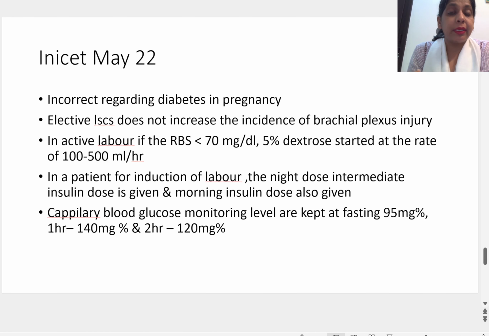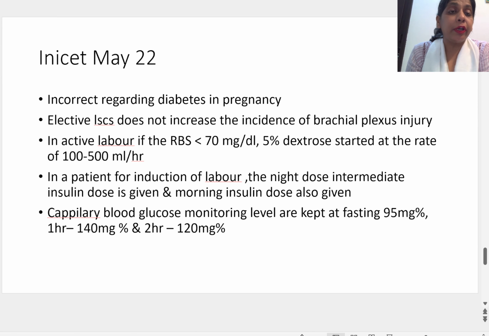The second statement is in active labor. Now they have asked how you are going to manage the patient in the labor. So here I would like to tell you, in labor, because the patient is undergoing contractions, sugar levels do fall. Okay, we monitor the sugar level every hour. The patient has a tendency of hypoglycemia, so we monitor the glucose level every hour. Okay, and if in the labor the RBS is less than 70, then 5% dextrose is started. What is the indication of starting the 5% dextrose? RBS less than 70 and the rate is 100 to 500 ml per hour.